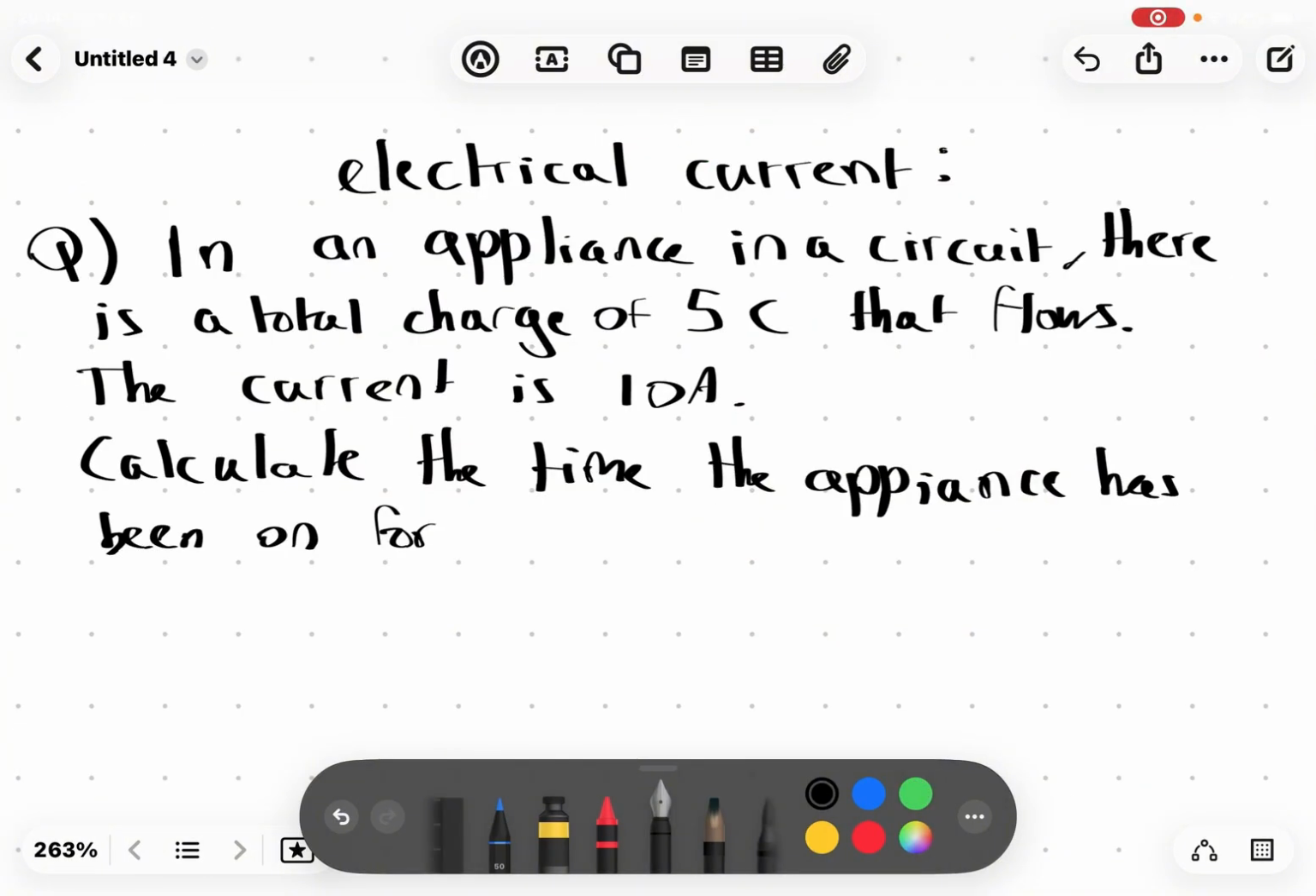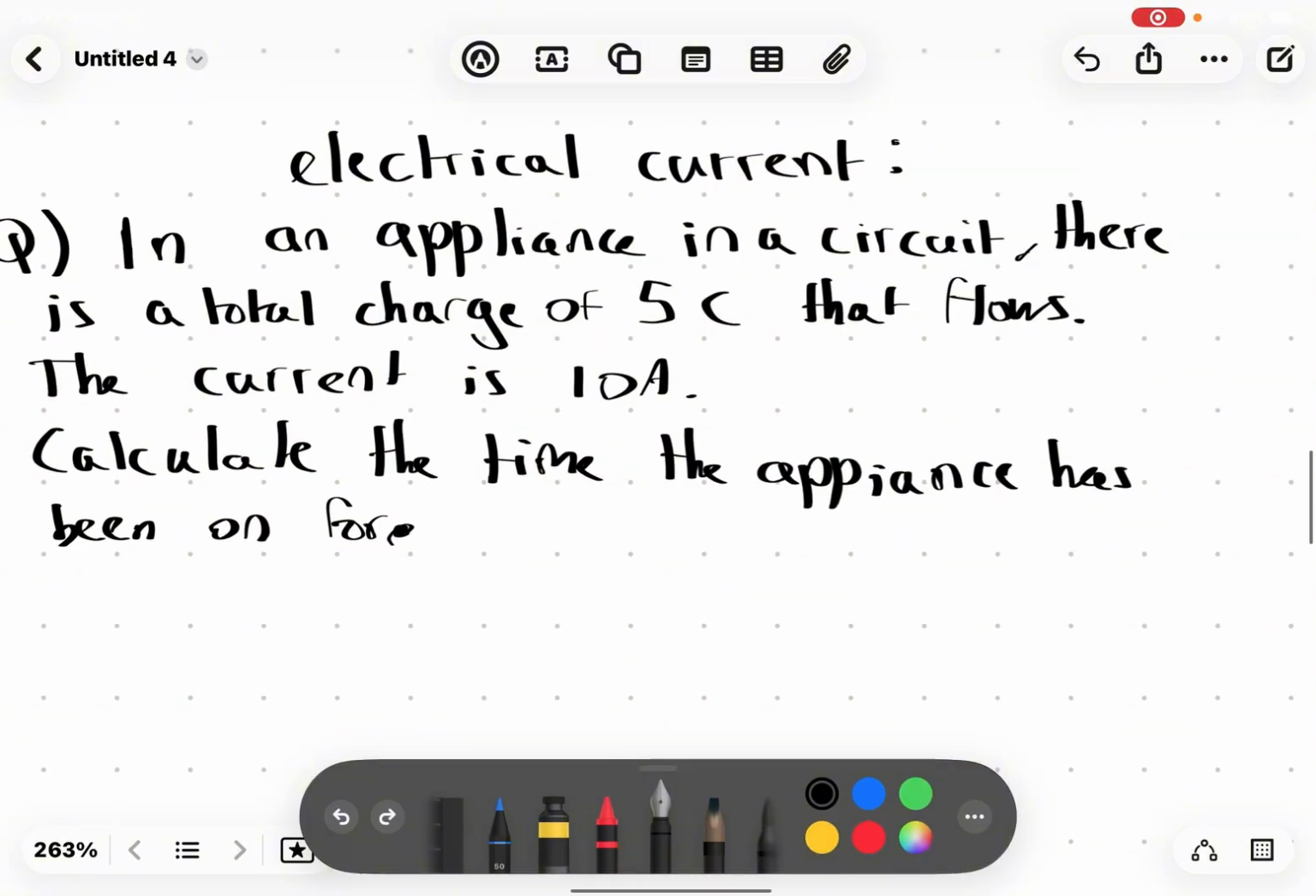The example question is: in an appliance in a circuit, there's a total charge of 5 C. Don't worry about the word total, it's basically the charge that flows. The current is 10 amperes. Calculate the time the appliance has been on for.